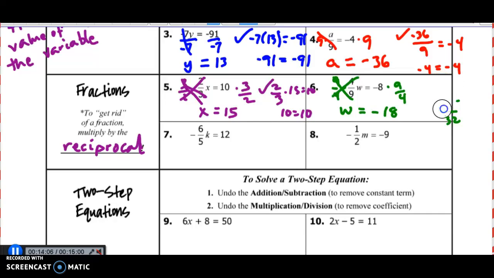And if we want to double check our work, then I can substitute my answer back in for w. So I have 4/9 times -18 equals -8. So I have 4 times -18, which we already found is -72, and -72 divided by 9 is -8. So this equation is balanced. -8 equals -8.